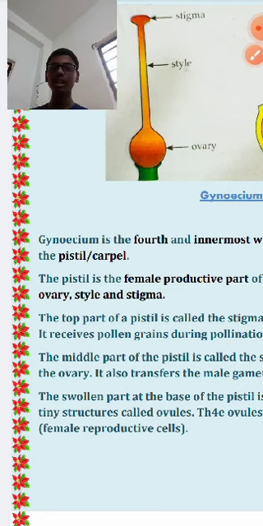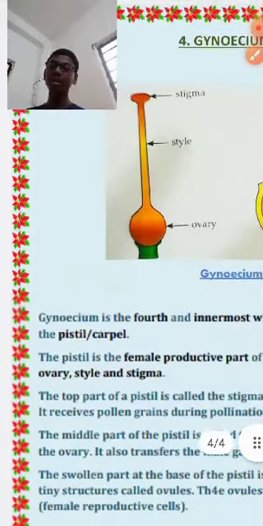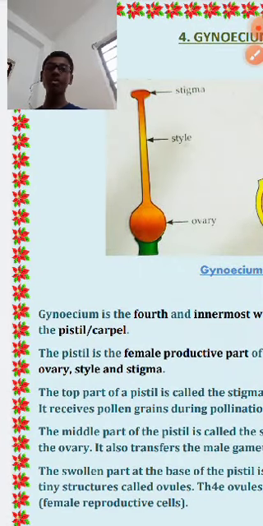Before telling this, I want to tell you that a bunch of stamens is known as androecium, a bunch of petals is known as the corolla, and a bunch of sepals is known as the calyx. Then you may think a bunch of pistils is known as the gynoecium. But no, in a flower only one pistil is present, so only one gynoecium is present. We will not say a bunch of pistils is known as the gynoecium.